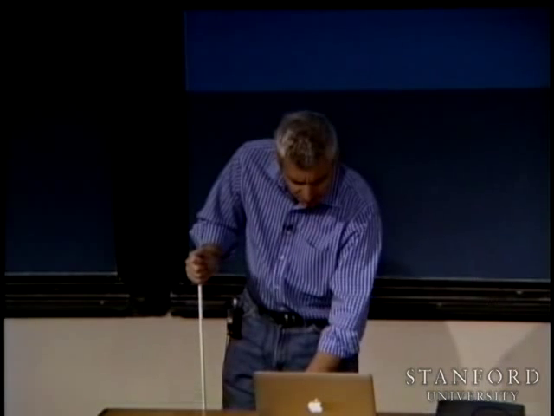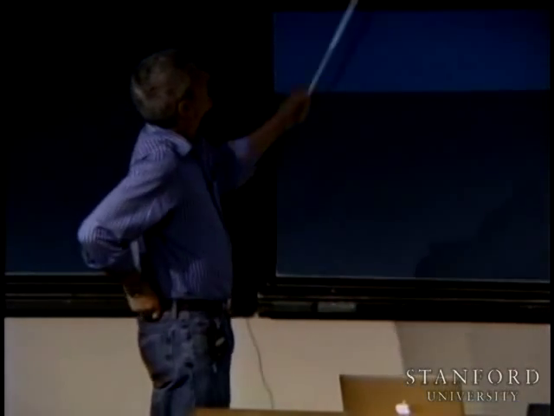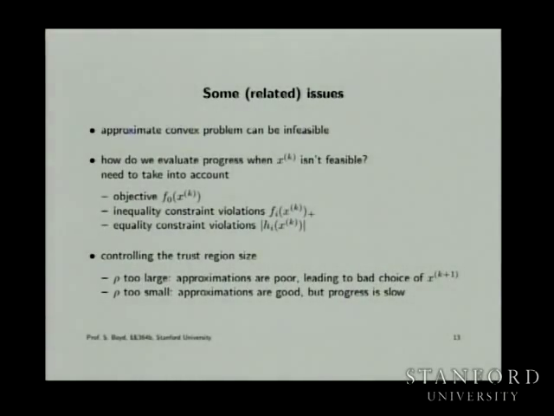Now the other issue is the following. Even if this problem is feasible and you step, how do you know you're making progress for the main problem? To evaluate progress, you're going to have to take into account a bunch of things. First of all, the objective, that's the true objective, not the approximate objective. So obviously you want this to go down.